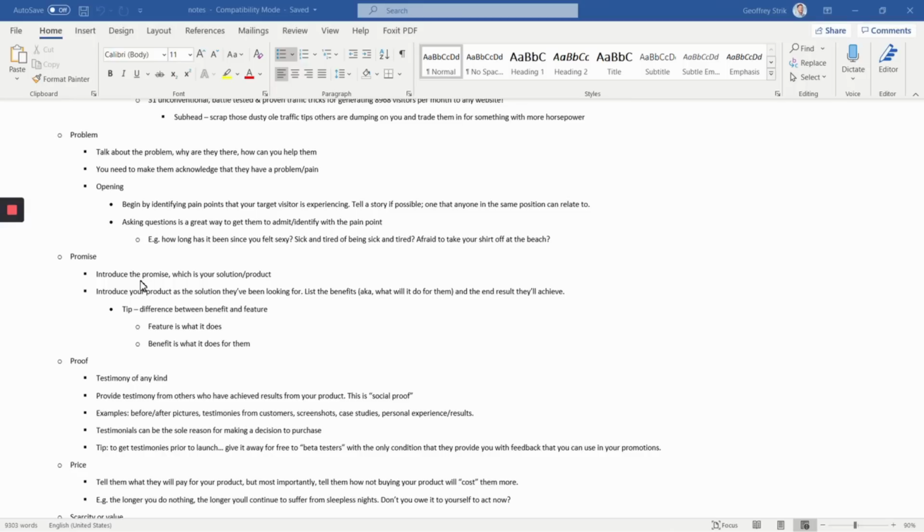The opening: begin by identifying pain points that your target visitor is experiencing. Tell a story if possible, one that anyone in the same position can relate to. Asking questions is a great way to get them to admit or identify with pain points. For example, how long has it been since you felt sexy? Sick and tired of being sick and tired? Afraid to take your shirt off at the beach?